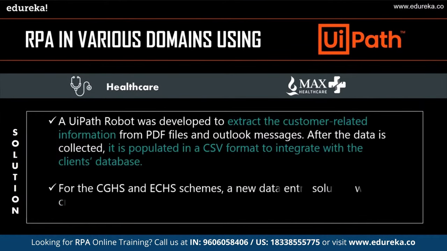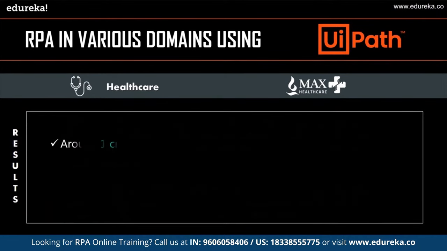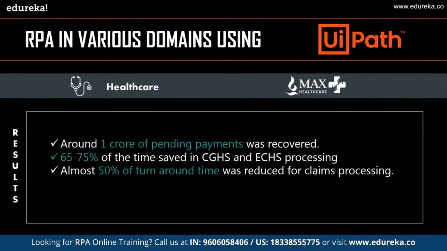So basically, they designed a robot to extract the customer-related information. And then once the data was collected, it was put in a CSV format to integrate with the client's database. And automatically, a robot was created which would log into their portal through different URLs of different hospitals and would be able to read the patient transaction records and validate the status of entries. So the result of Max Healthcare using UiPath was that around 1 crore of pending payments were recovered.